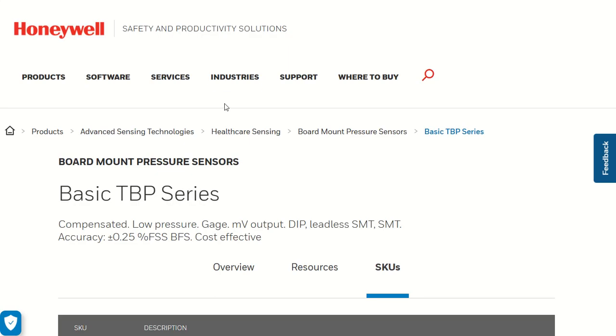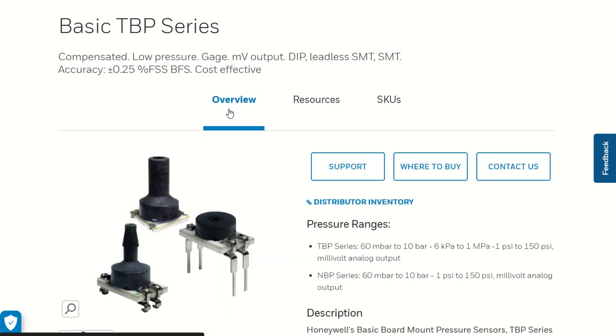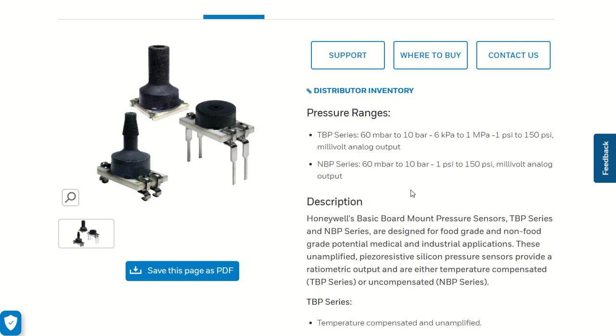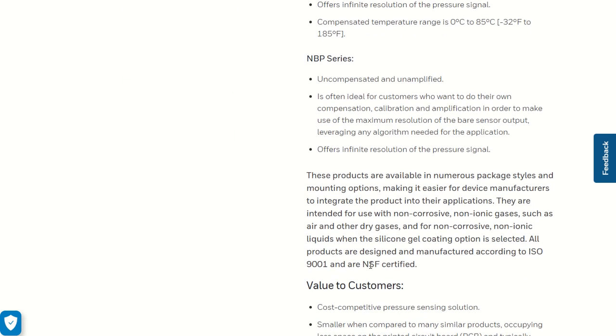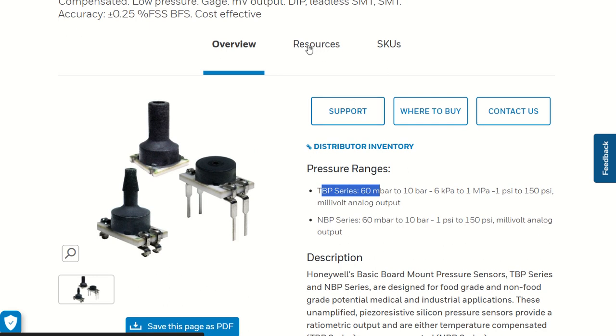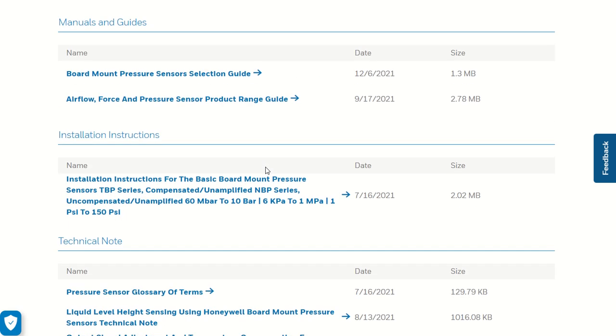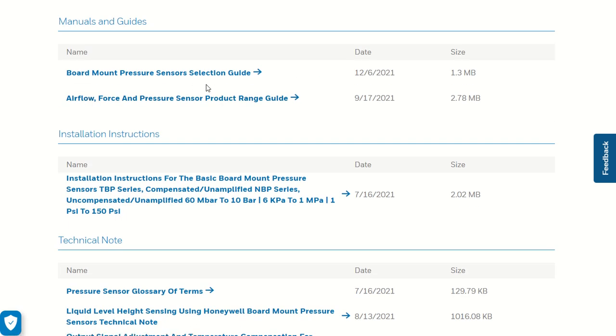If you talk about TBP series, you can see here a complete understanding of the TBP series. It is compensated, low pressure, and if you see the overview, they will tell you the complete specifications of these sensors, like the pressure range for TBP, NBP, and the description. I will also tell you the best part. There are some resources available here. You will see the complete data sheet of NBP and TBP series, and we also have a pressure sensor selection guide.